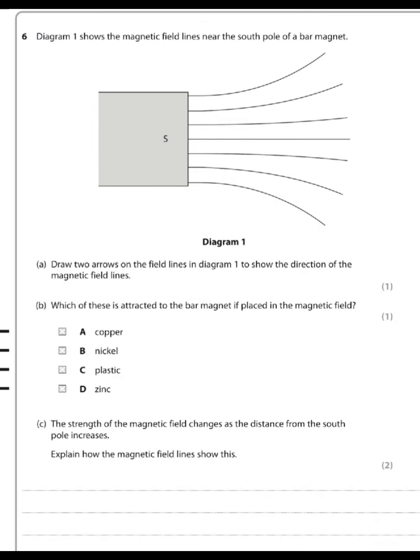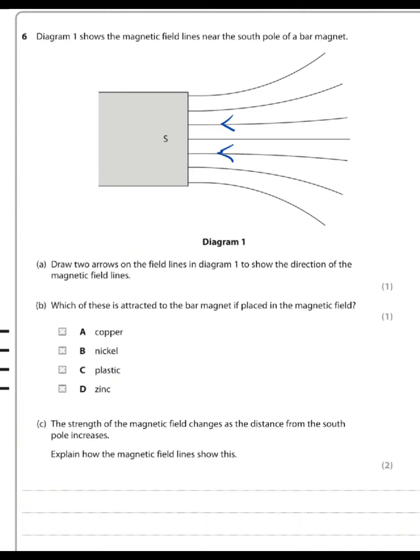Question on magnetic field lines now, near the south pole of a bar magnet. Part A, draw 2 arrows on the field lines to show the direction of field lines. Remember, field lines will always go from north to south. So that means we need to add 2 arrows pointing towards our south pole. It's really important that there are arrows drawn on at least 2 field lines.